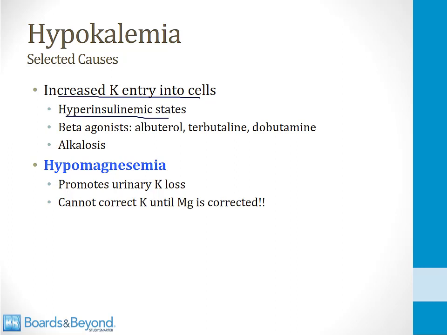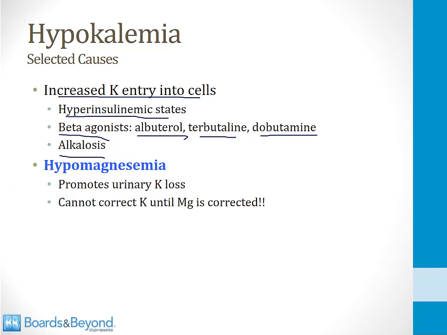In addition, we talked earlier about how beta blockers can cause hyperkalemia. Beta agonists can cause hypokalemia. So drugs like albuterol, terbutaline, or dobutamine, which activate beta receptors, can drive potassium into cells. And then finally, earlier we talked about how acidosis was associated with hyperkalemia and alkalosis is associated with hypokalemia.